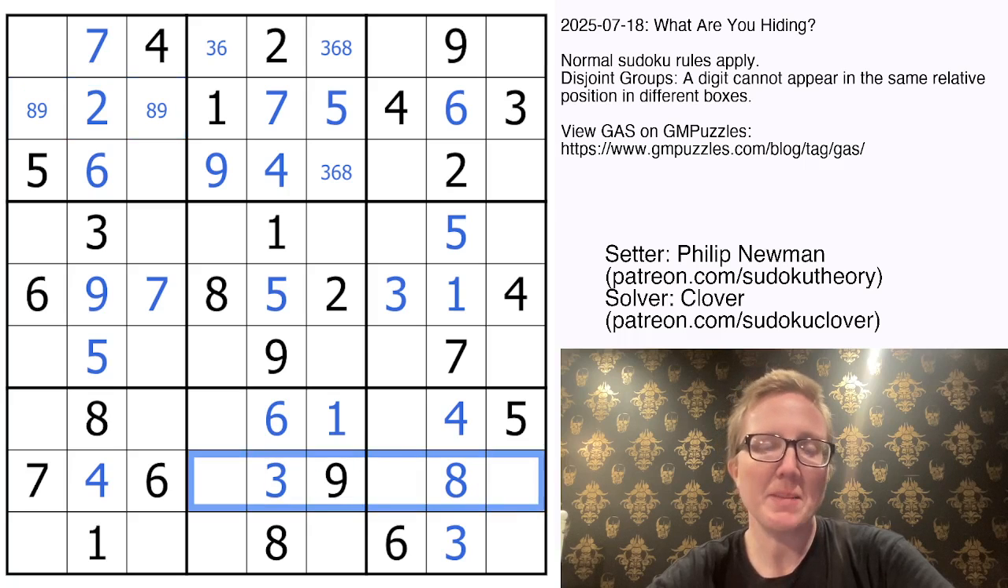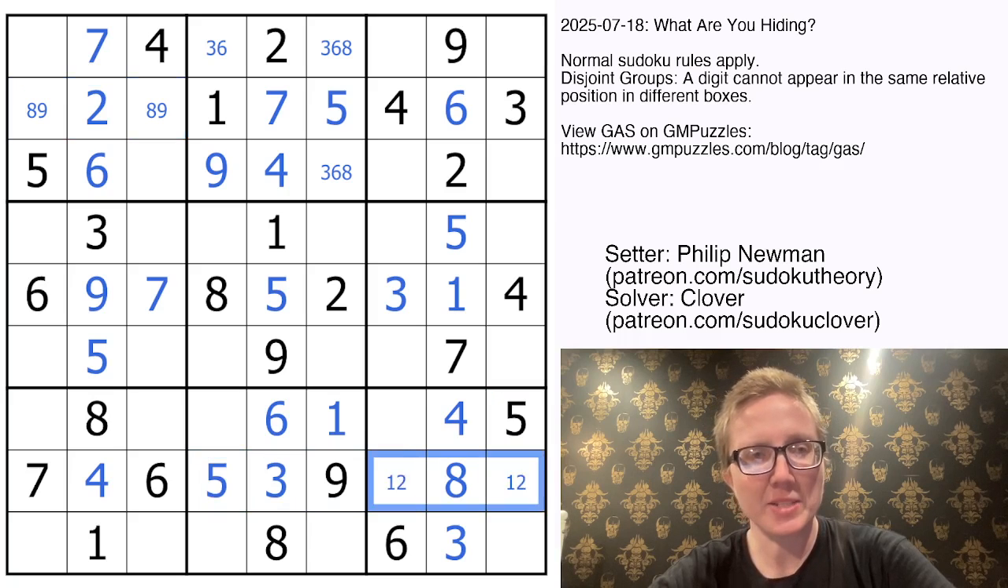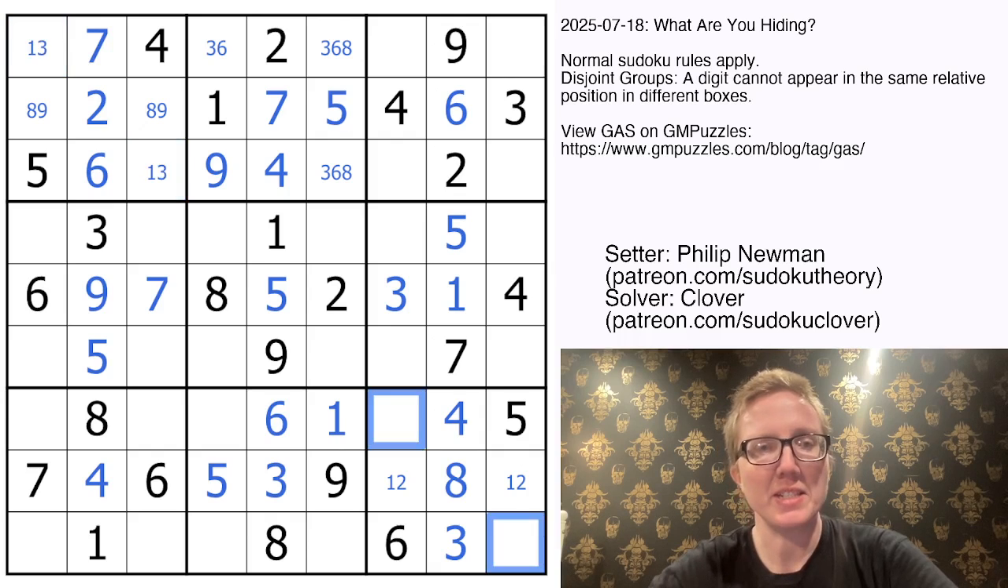Over here, these can't be 5s because there's a 5 in the region, so the 5 in row 8 must go there. And these are going to be 1 and 2. So now these cells have to contain 1 and 3. And these cells have to contain 7 and 9.